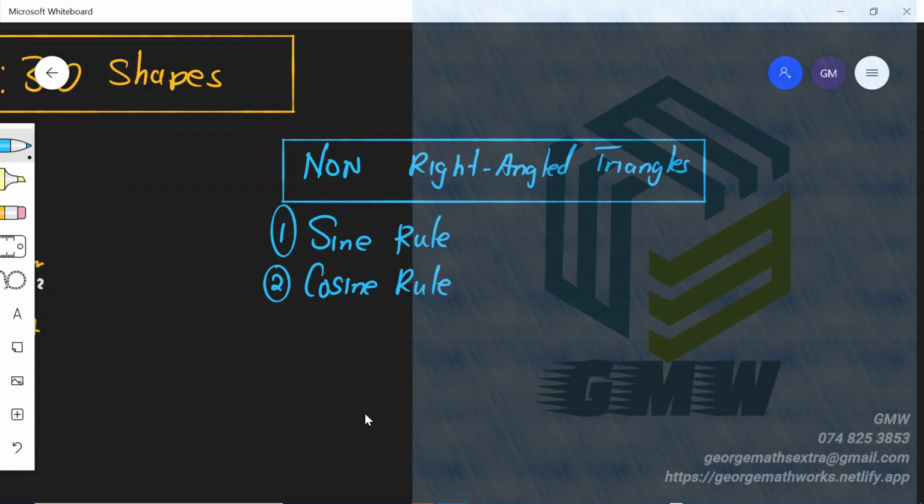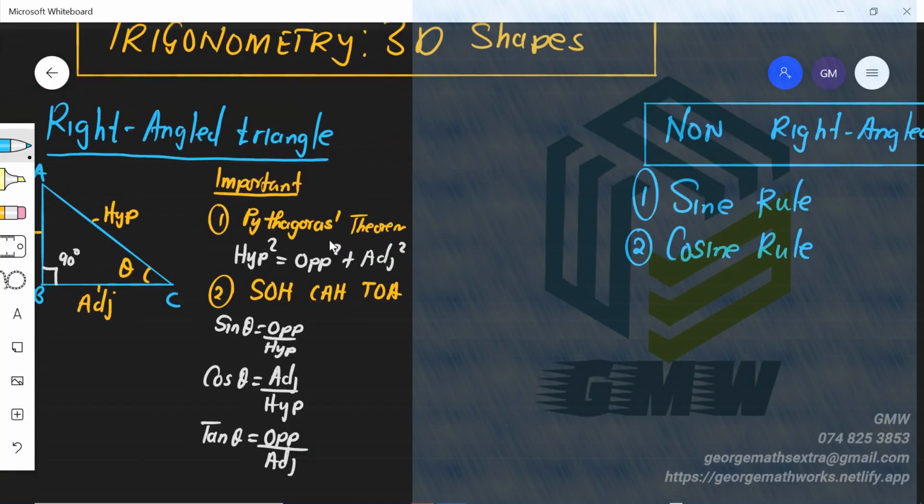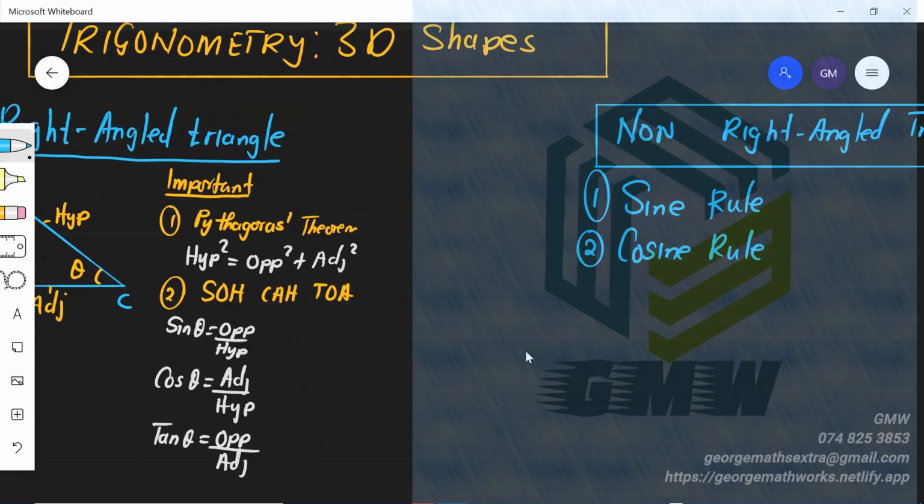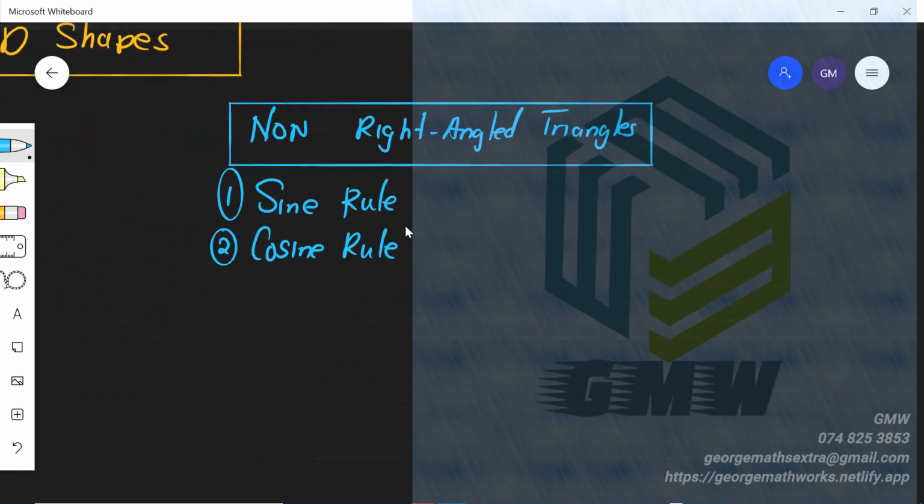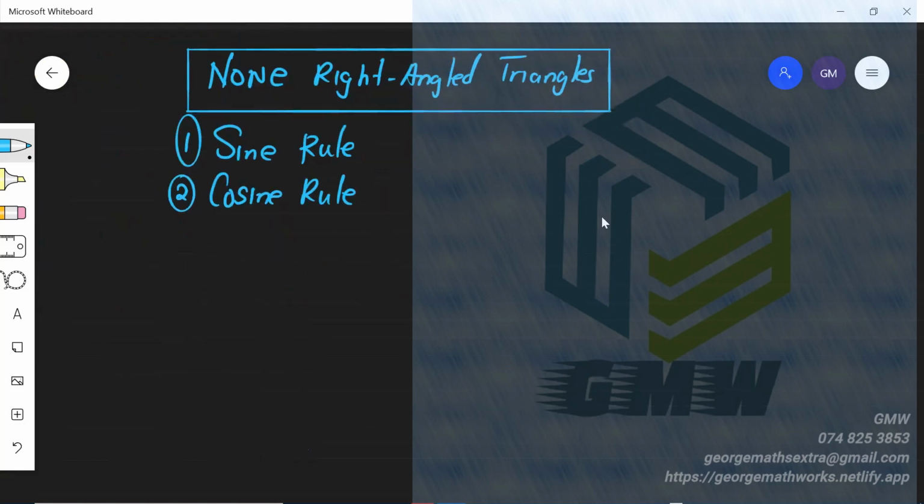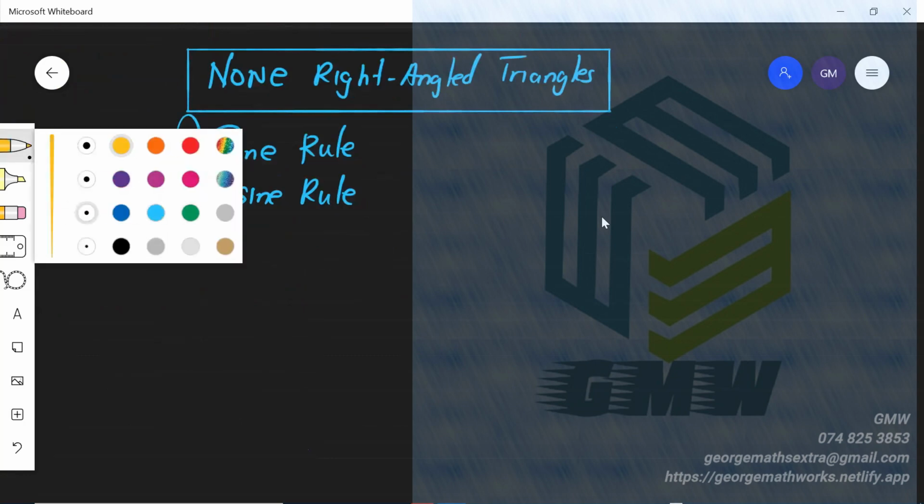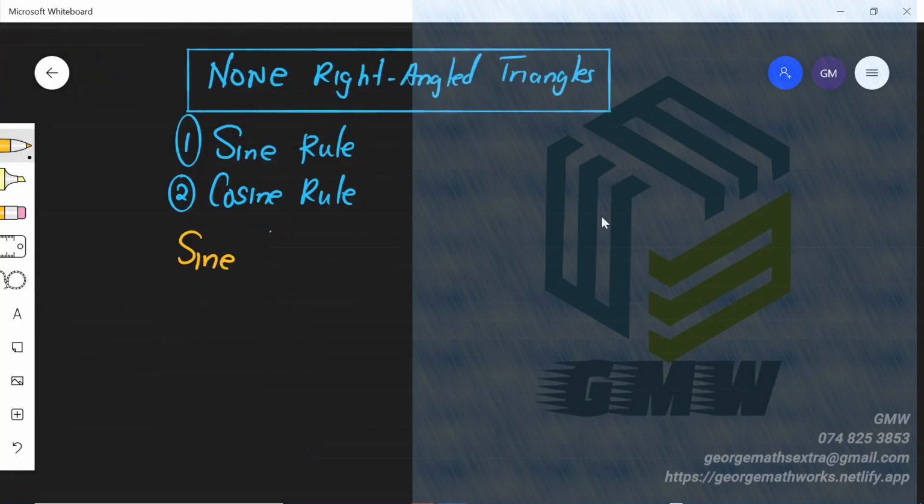So we are saying the minute you see a right angled triangle, you think of Pythagoras, you think of SOHCAHTOA. Agreed? But if what you are looking at is not a right angled triangle, then you think of the sine rule and the cosine rule. So we'll start by having the sine rule here, and then we will discuss the cosine rule this side.